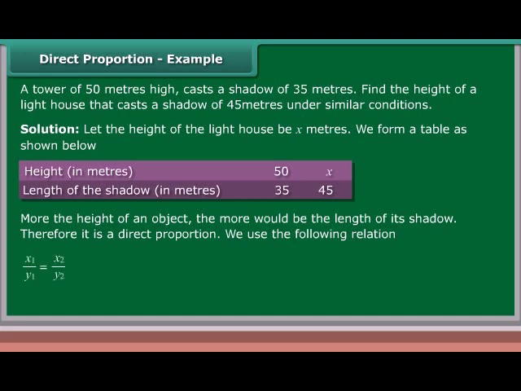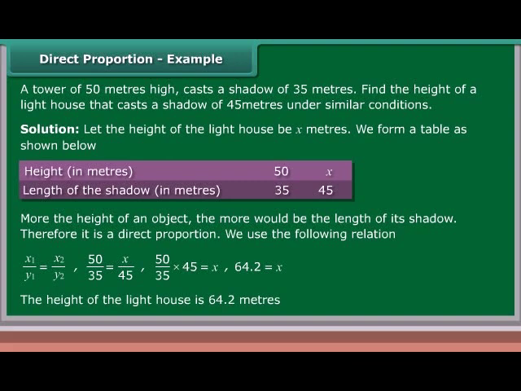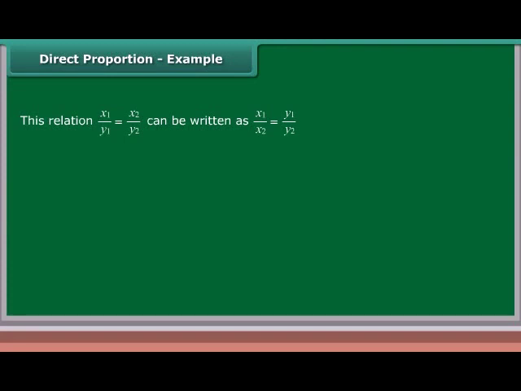x1 upon y1 is equal to x2 upon y2. 50 upon 35 is equal to x upon 45. 50 upon 35 into 45 equals x. 64.2 is equal to x. The height of the lighthouse is 64.2 meters.